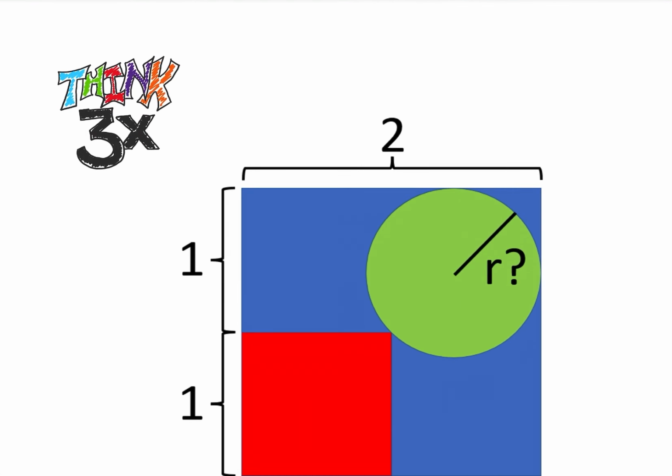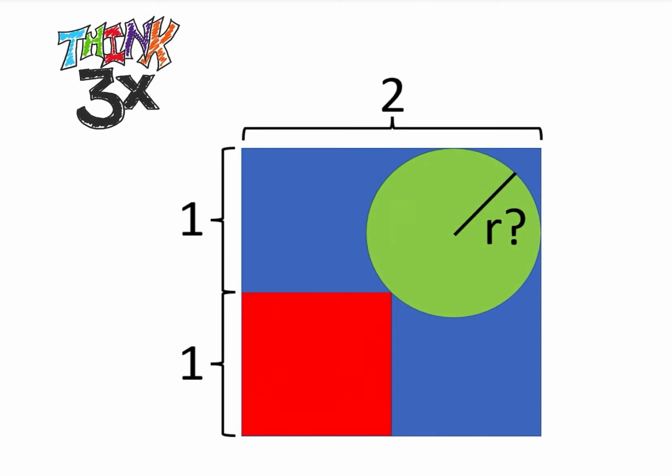Today we're going to be solving another fun geometry problem. So we have a small square in the lower quadrant of a larger square. Then we have a circle that's intersecting at one point with that lower square, and it's tangent to the larger square at the opposite two sides. So our goal is to find r.